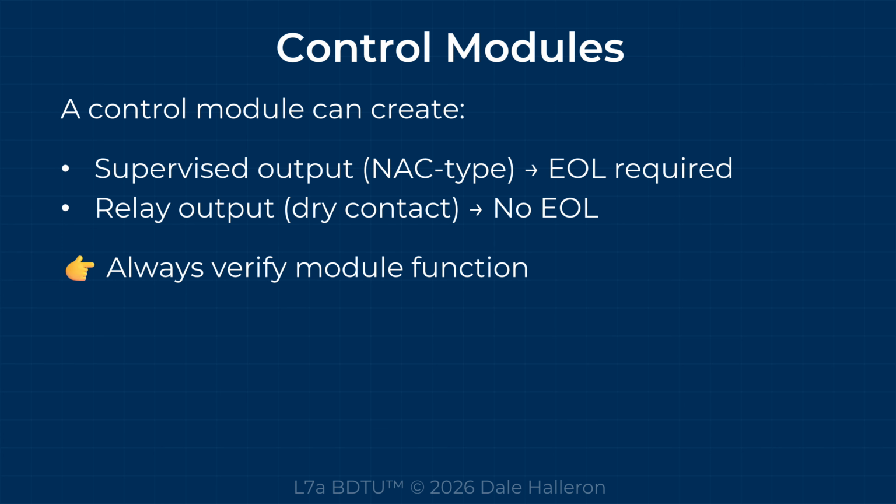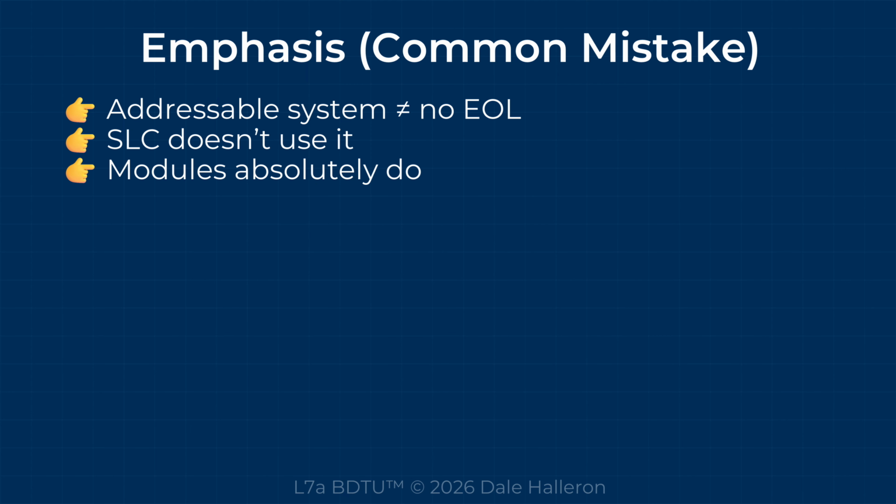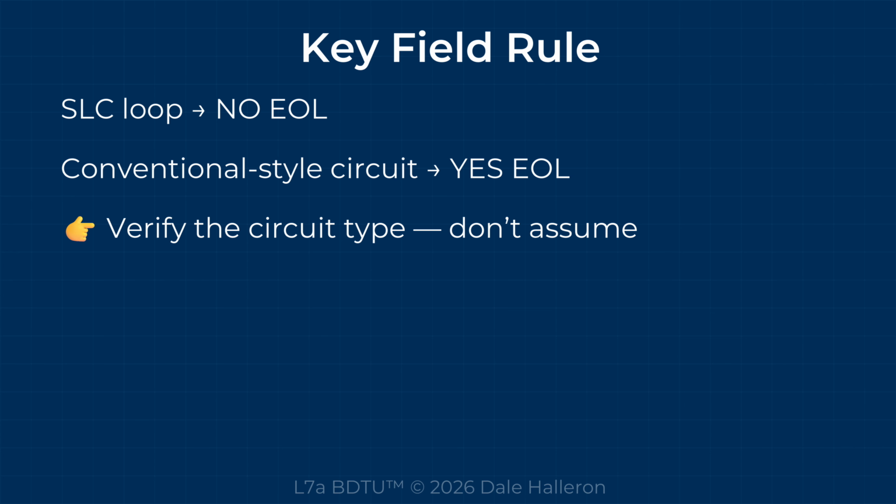Control modules. A control module can create a supervised output, like a NAC, and uses an EOL. Or it can be a relay output, a dry contact, for fan shutdowns and such. No EOL required. Always verify the module function. Addressable system is not equal to no EOL. SLC doesn't use it. Modules absolutely do. SLC loop, no EOL. Conventional-style circuit, yes, an EOL. Verify the circuit type, don't assume.